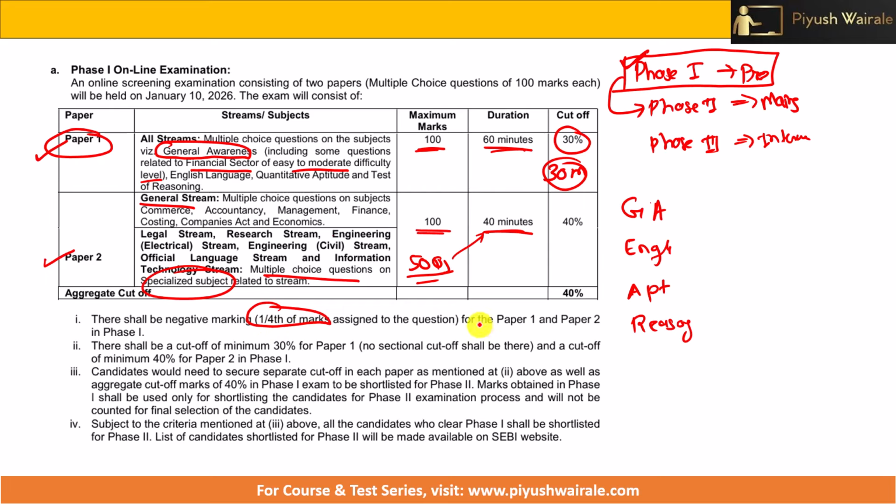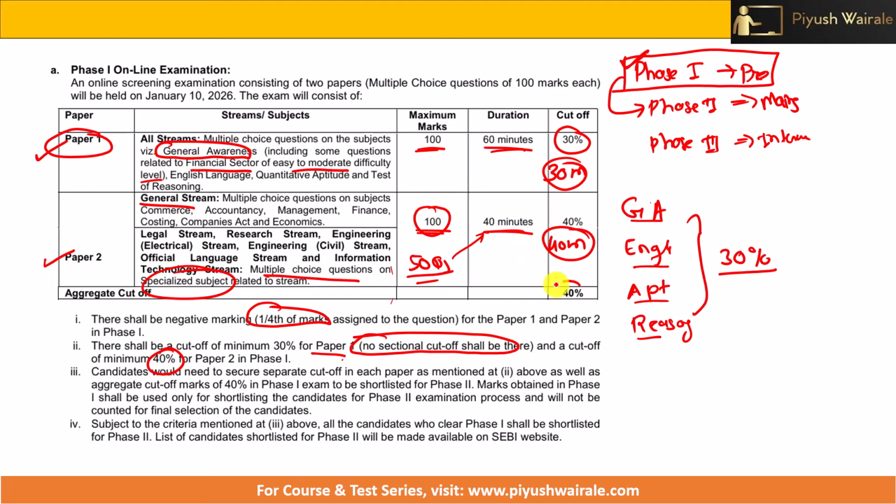Now, paper 1 and paper 2 in phase 1. The minimum cutoff to clear phase 1 is a very important point. 30% for paper 1, and remember there is no section cutoff for any of this. Together you have to get at least 30% there. And for paper 2, you have to get 40%. So out of 100 marks, you have to get at least 40 marks. Together you have to get 40% of this, that is basically 200 marks. So out of 200, you have to get at least 80 marks to qualify phase 1.